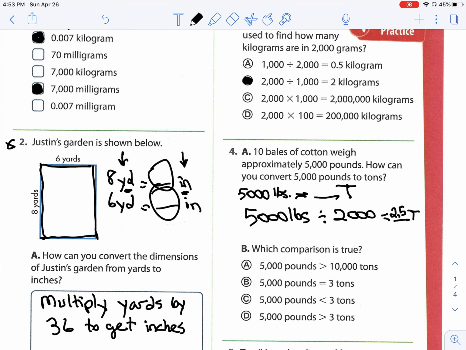Which comparison is true? So 5,000 pounds is equal to 2.5 tons. So looking at these comparisons here, the only one that matches that, 5,000 pounds is actually less than 3 tons because 2.5 is less than 3 tons. So C is the right answer.